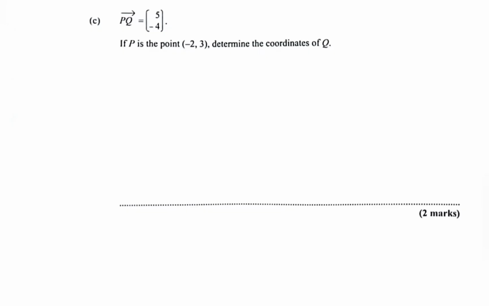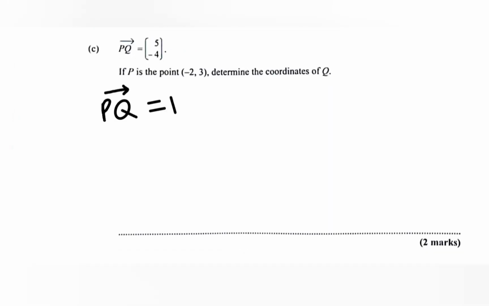5, negative 4. If P is the point negative 2, 3, determine the coordinates of Q. Since vector PQ means we're traveling from P to Q, it means that we'll have to travel from P to O and then from O to Q. So we're going to substitute these values in so we know what PQ is. So we're going to fill in that vector.